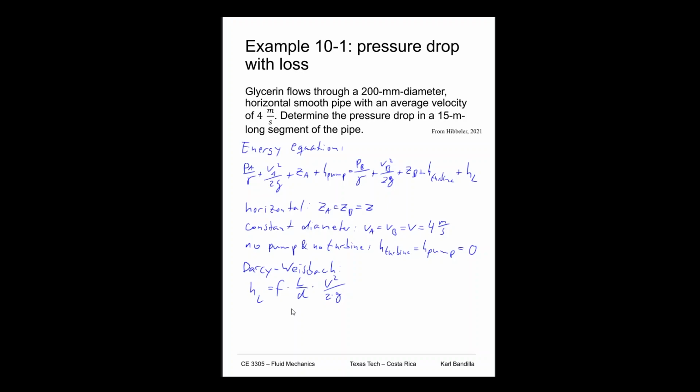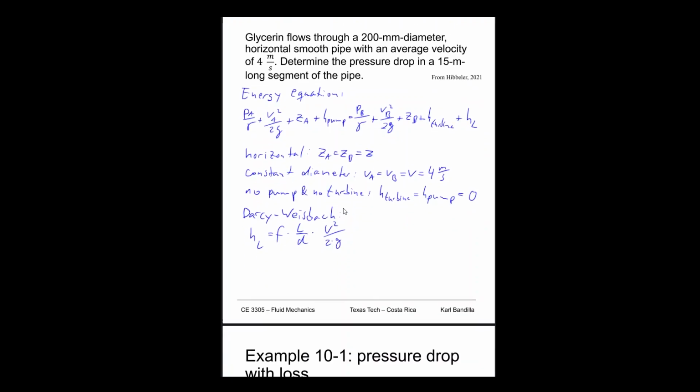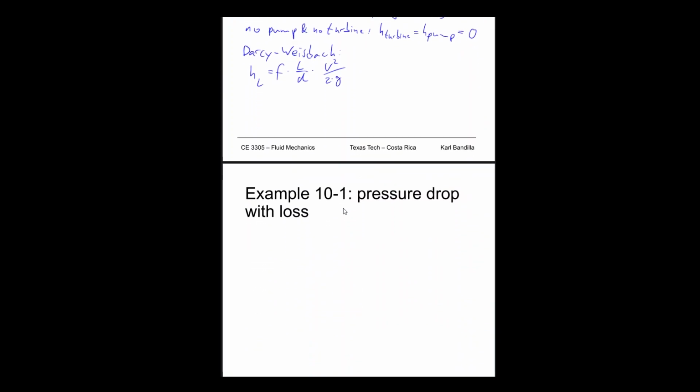To find f, we need to find what the Reynolds number is, right? Because if it's turbulent, we have to look at the Moody diagram. If it's laminar, we can just take the number. So what is the Reynolds number? Reynolds number is, of course, the density times the velocity times the characteristic length. In a pipe, the characteristic length is the diameter. All that divided by mu.